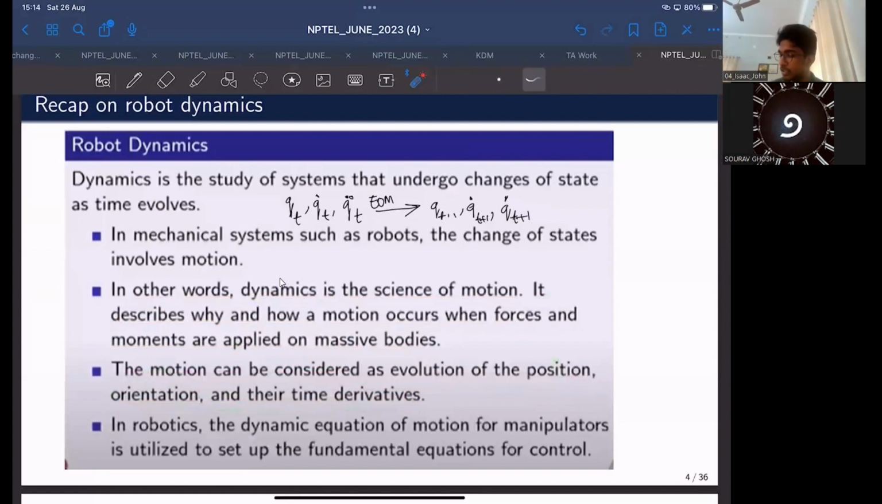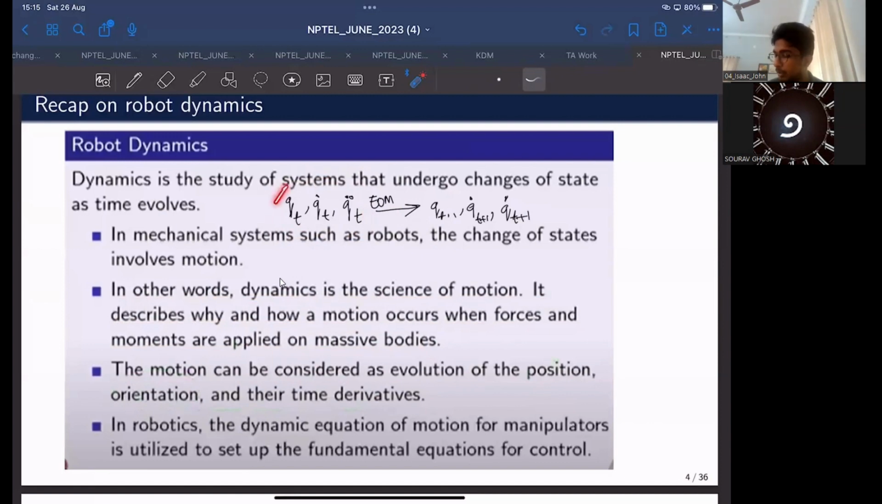The entire position, its orientation, and their derivatives are all considered to be states of a robotic system, which in turn characterize just the motions of a robotic system. And the states, the position and orientation, can basically be characterized by the joint coordinates q(t), q dot(t), and q double dot(t).